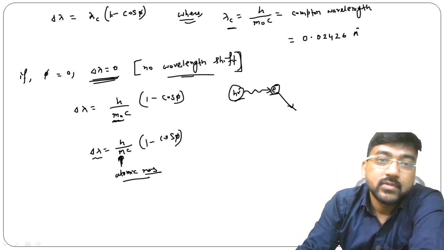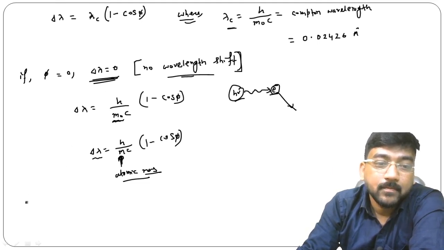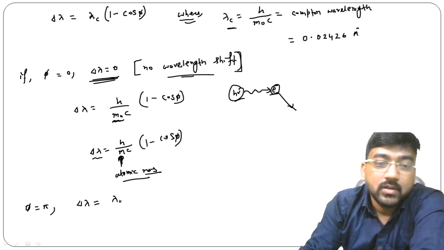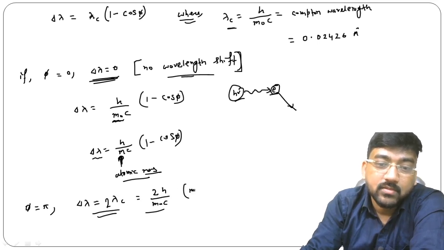But if phi is equal to pi, then you can see the delta lambda will be maximum. It will be lambda c into 1 minus cos pi, which is 2 lambda c, that is nothing but 2h upon m naught c. So this is the maximum shift.